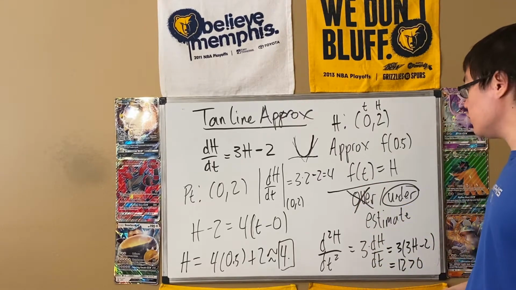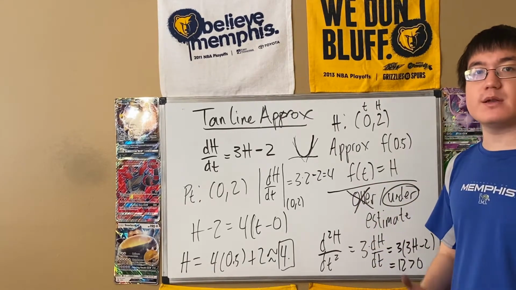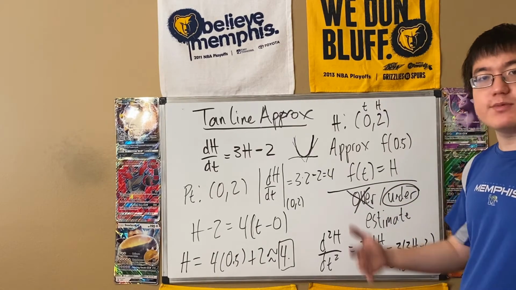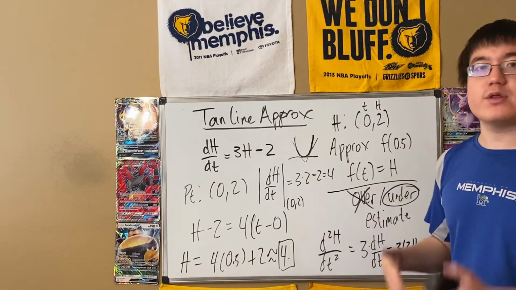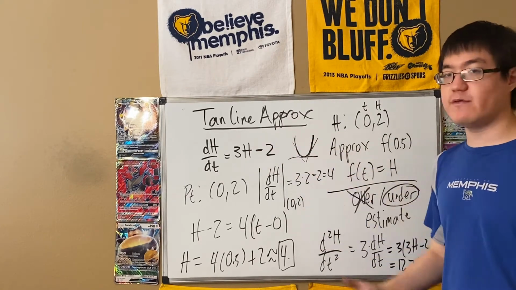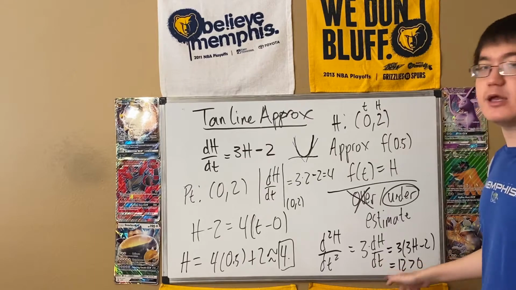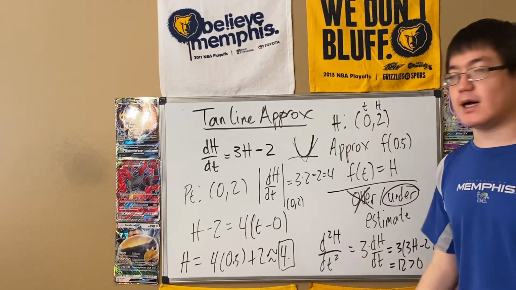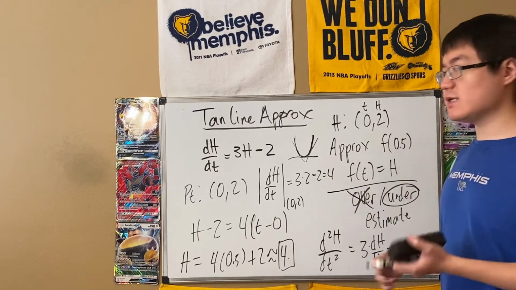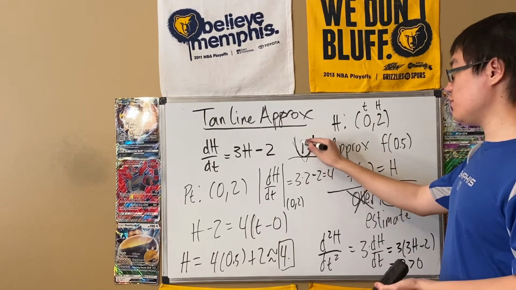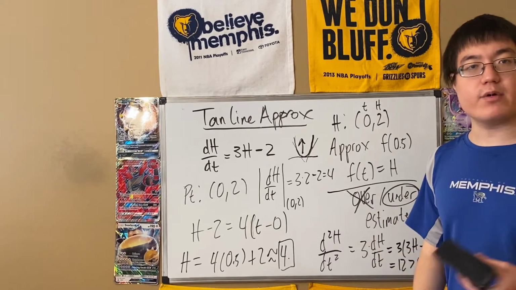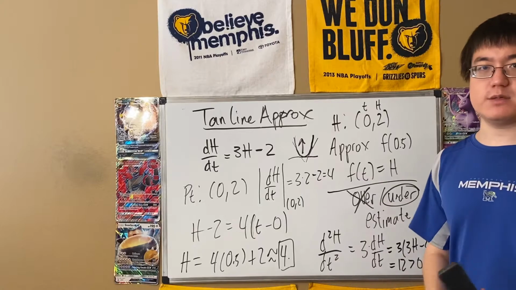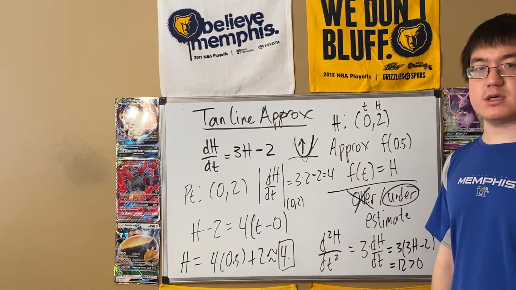Finally, they asked us another question, which is whether this was an overestimate or an underestimate. In this case, this was an underestimate because we took the second derivative, being careful with implicit differentiation. So the second derivative wasn't just 3, it was 3h prime, or 3 times dh dt. And we saw that the second derivative was positive. With the second derivative being positive, our function is concave up, which means that our tangent lines, no matter where you draw them, will be underneath the curve. So that's why we have an underestimate. And that's how you do tangent line approximation questions.